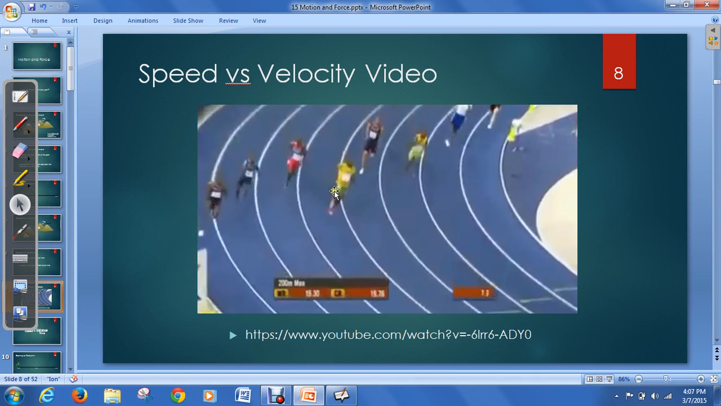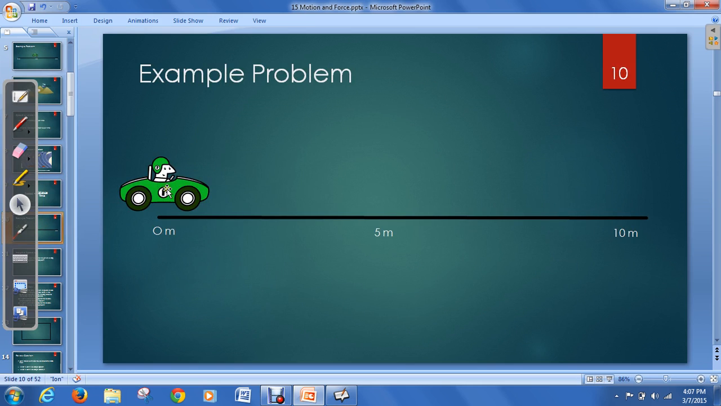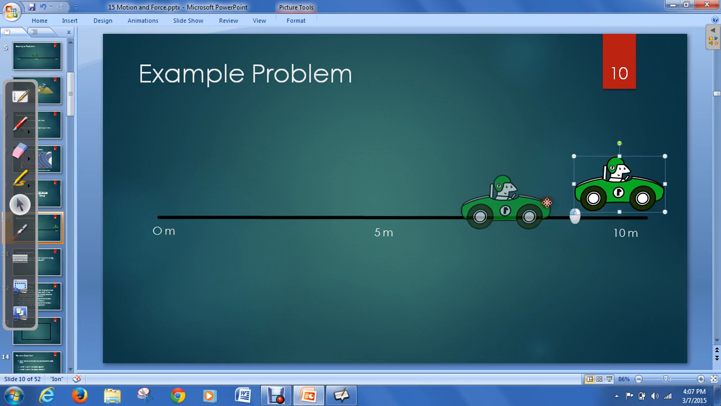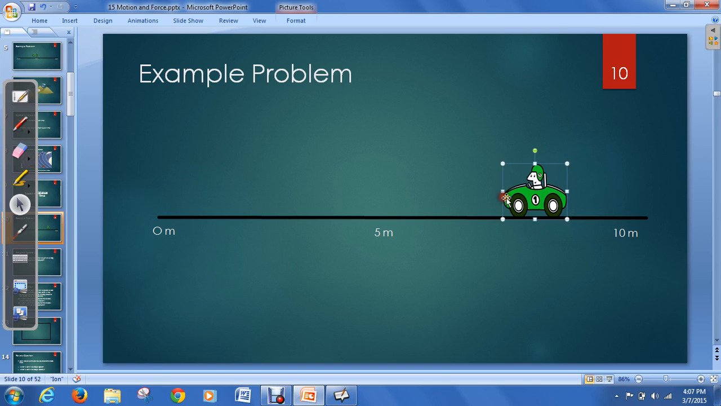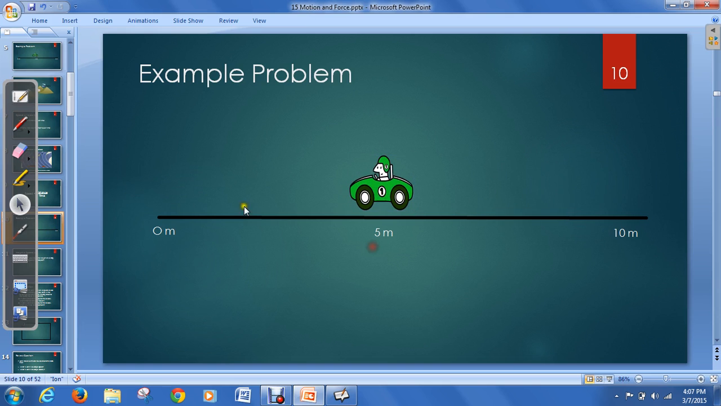Okay, so I recommend watching that. Let's do another example problem really quickly. Okay, so same guy, he goes down to 10 meters, whips around, comes back to 5 meters. Again, last problem we already determined that his distance was 15 meters and his displacement was 5 meters.